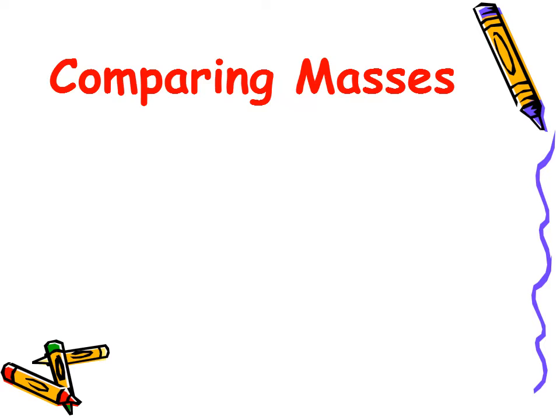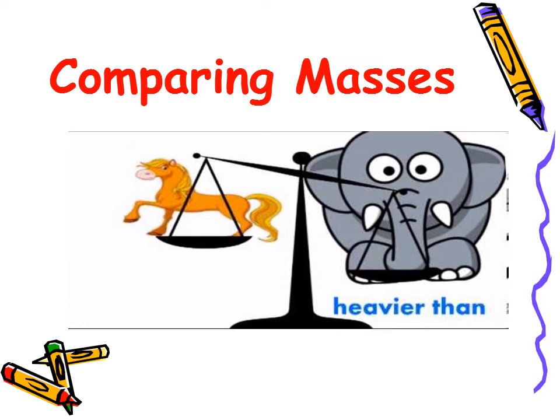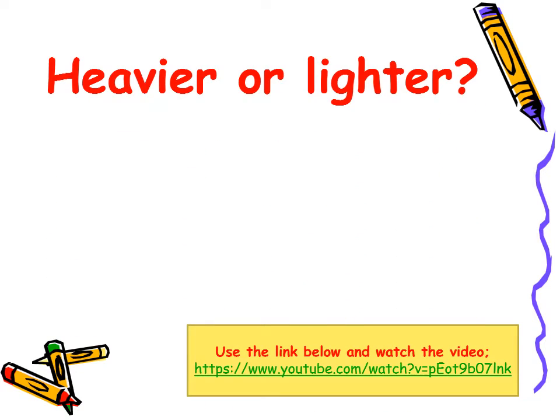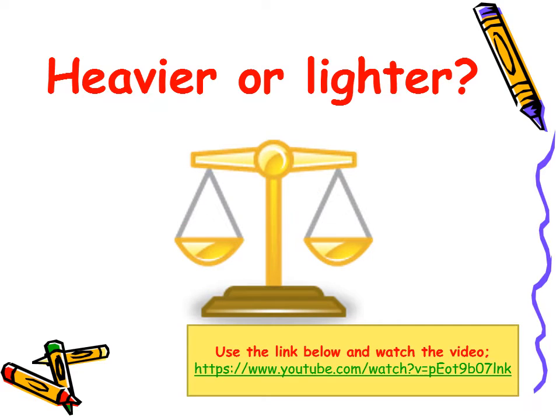Comparing masses. Could you look at this picture? What does it remind you of? Yes, it reminds you of the seesaw. In the park, if you go to play with the seesaw, like you can see here on the balance, we have the elephant and the horse. The elephant is down, and the horse is up. So when we compare masses, we are going to find which is heavier and which is lighter.